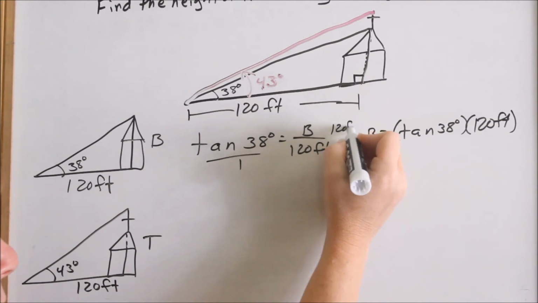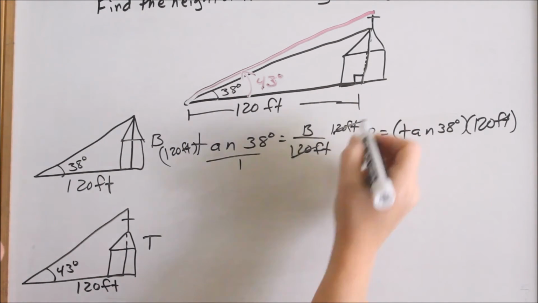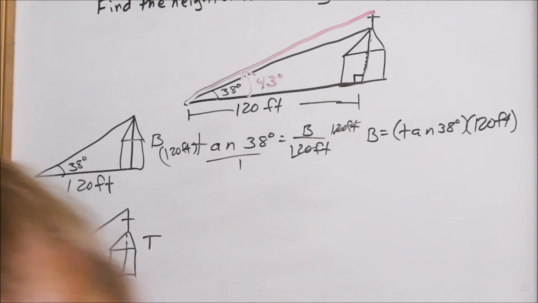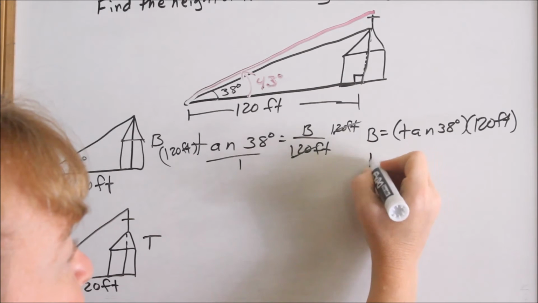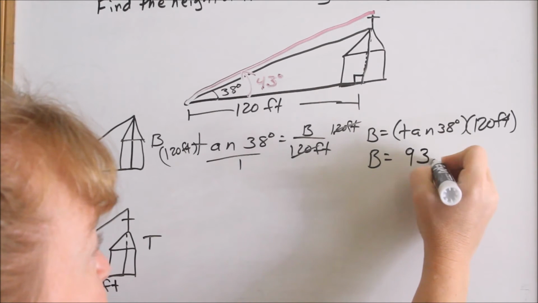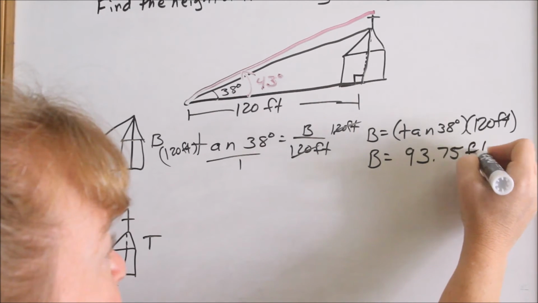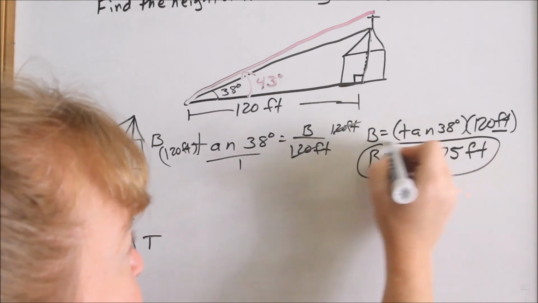Basically, I'm just multiplying 120 feet to both sides. That cancels that out over there. And then instead of doing multiple steps, I'm just going to go straight from here to the answer. Tangent of 38 degrees is 0.7813. Then multiplying that by 120, 93.75, and my units are feet. So the building is 93.75 feet.